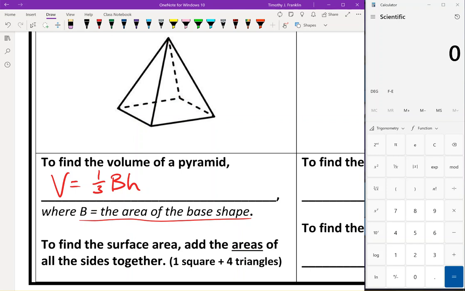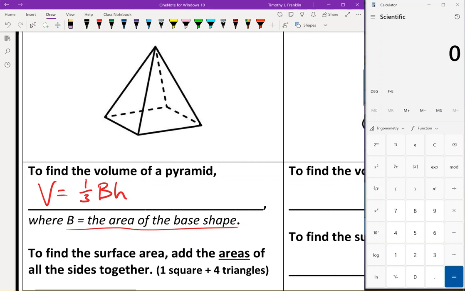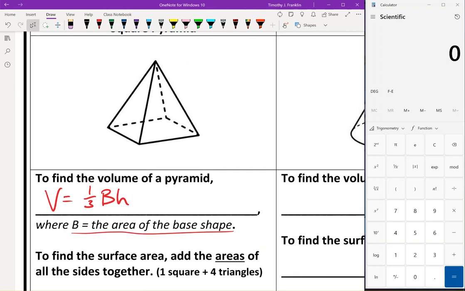Surface area works the same as a prism, just add the areas of all the sides. So for this square pyramid, we would have 1 square and 4 triangles to add together.